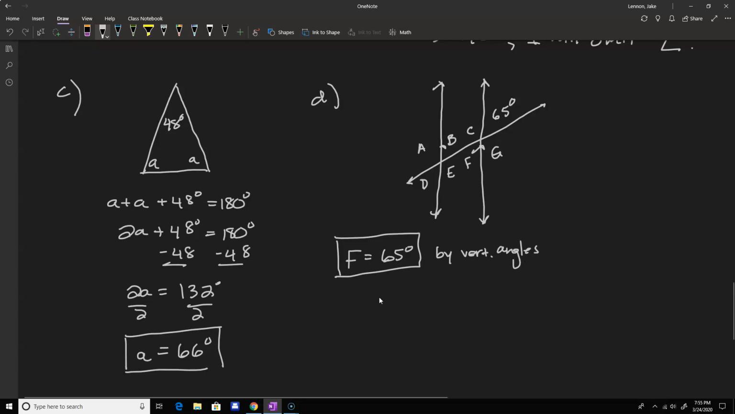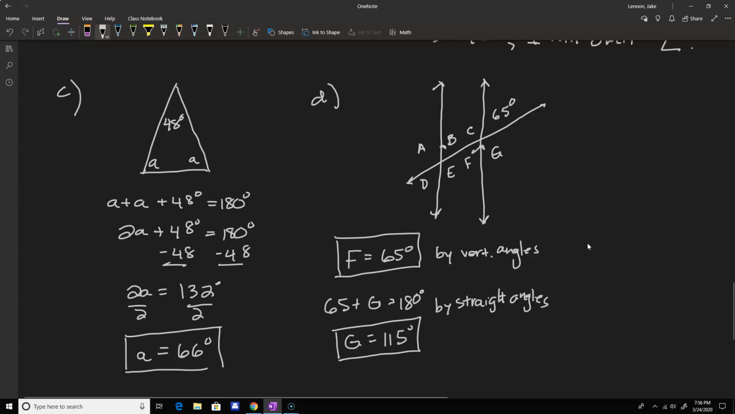And then G has to add up to, so if you do 65 plus G, that has to add up to 180 by straight angles. So that means if you subtract 65, G is going to be 115 degrees.